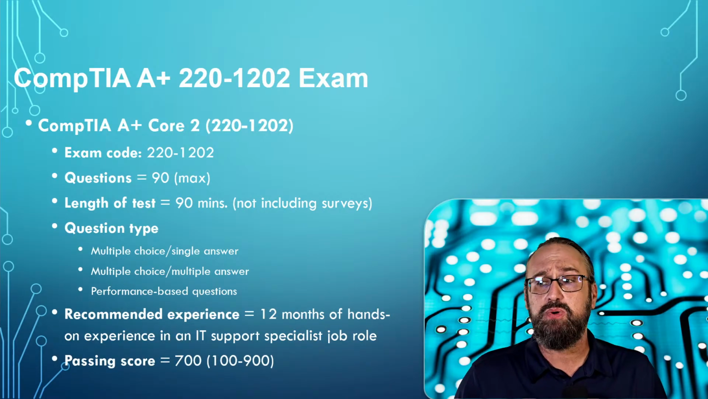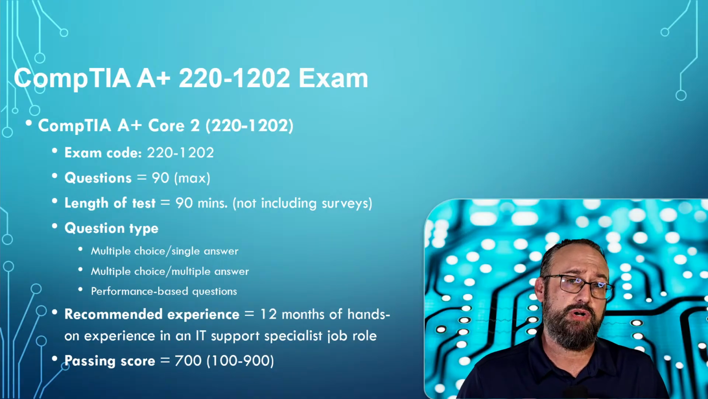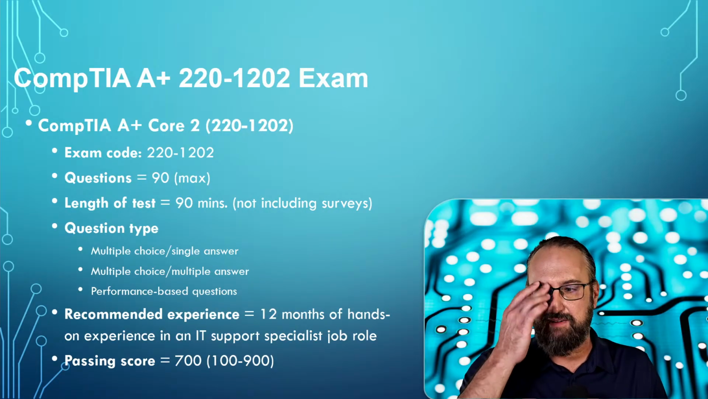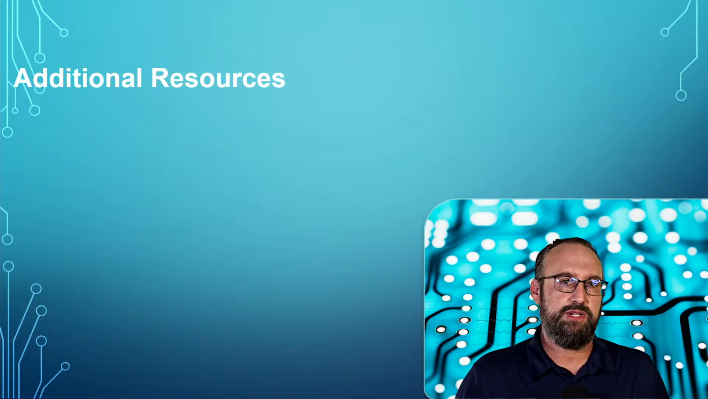And then at the end, when we look at what the passing score here is, it's 700, and that is out of a scale from 100 to 900, a little bit more than what the 220-1201 or Core 1 exam is. Remember, that's 675.